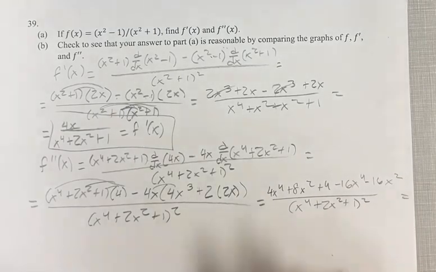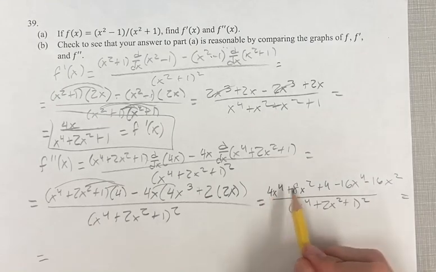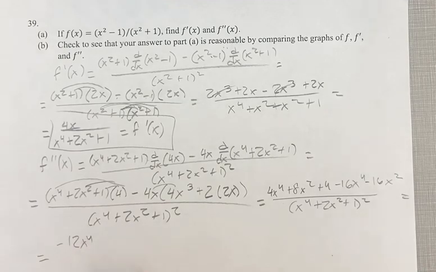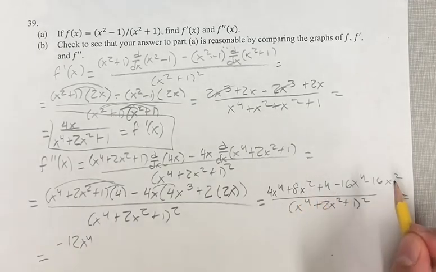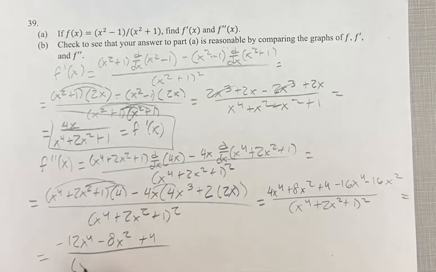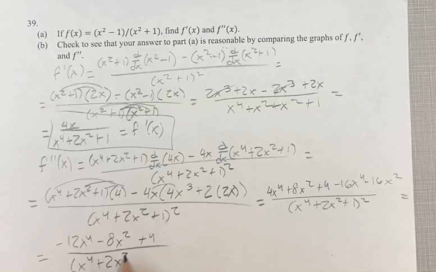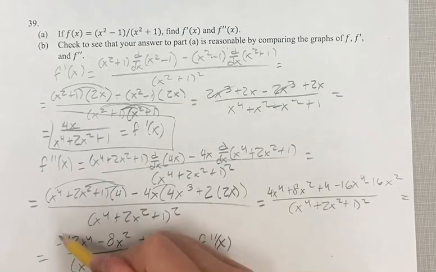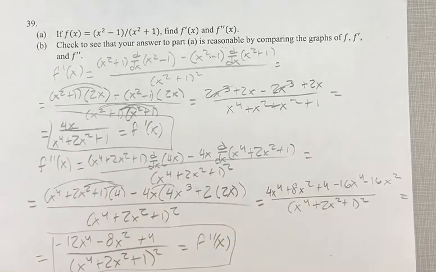We are almost there. Last step is to combine like terms in the numerator, so we have 4x to the 4th minus 16x to the 4th is negative 12x to the 4th, plus 8x squared minus 16x squared is minus 8x squared, plus 4 over the same denominator, x to the 4th plus 2x squared plus 1 squared. Again, you can distribute that if you want, but it's not going to simplify anything out with the numerator. So we're just going to leave it like that, and that is your second derivative.